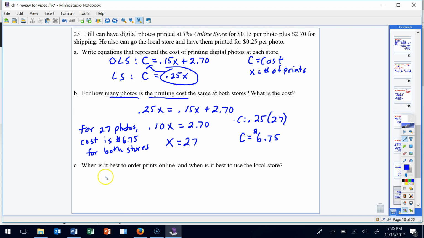Okay. Well, when is it best? It's really asking for how many photos printed is it best to print online, and when is it best to use the local store? Well, let's just go one more. Let's just say we wanted to print 28. For the online store, if we wanted to print 28, let's just drop 28 in for X and see what we get for cost. We get $6.90.